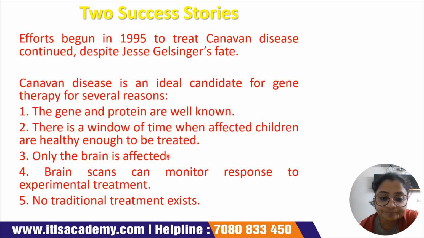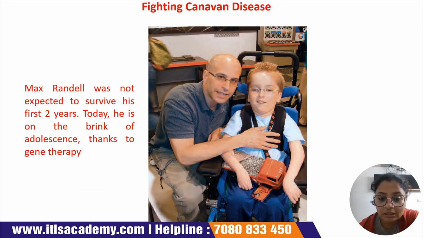Okay, so it's very important to have a detailed idea about the entire etiology, the prognosis, etc. of the disease. Second, there is a window of time when affected children are healthy enough to be treated. Number three, only the brain is affected because, as I said, it is a neurological disorder. Brain scans can monitor response to treatment, and next, no traditional treatment exists.